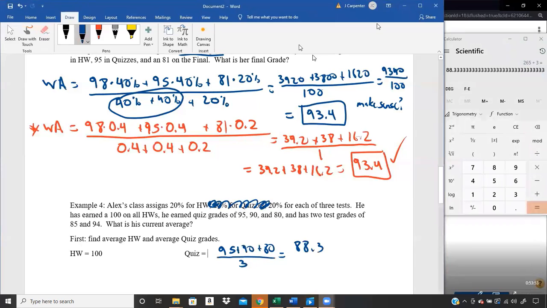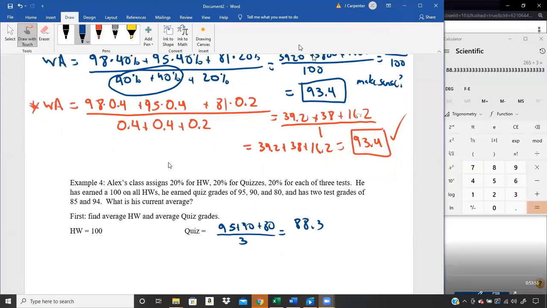Let's just call it 88.3. I'm going to round to the nearest tenth here. If this was a homework problem, of course I would tell you how to round, but we're just using an example, so I'm saying round to the nearest tenth. So that's the quiz average, which has a weight of 20%.